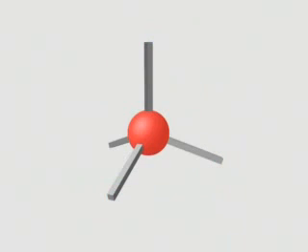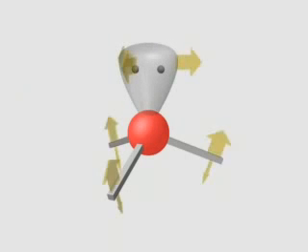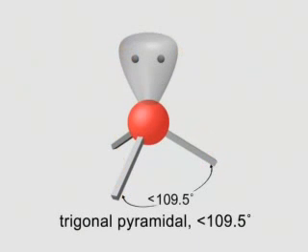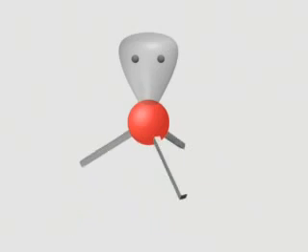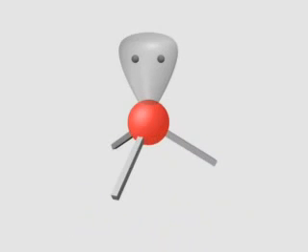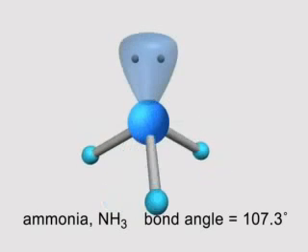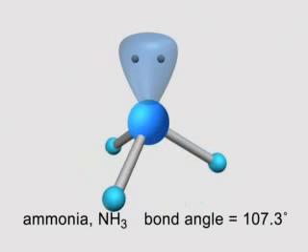An example is methane, the simplest hydrocarbon. With one of the four electron groups a lone pair, the shape is trigonal pyramidal. Since a lone pair exerts greater repulsions than a bonding pair, the bond angle is less than 109.5 degrees. Ammonia is a common molecule with this shape. Its bond angle is 107.3 degrees.